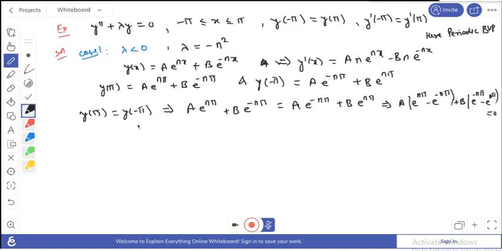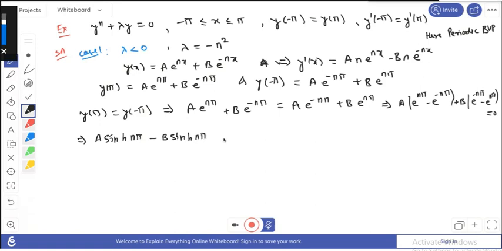From this, let us see how we can solve it further. e to the power x minus e to the power minus x becomes sine hyperbolic. So this becomes a sine hyperbolic n pi, and if we take the minus sign common, this minus this, so this becomes b sine hyperbolic n pi.